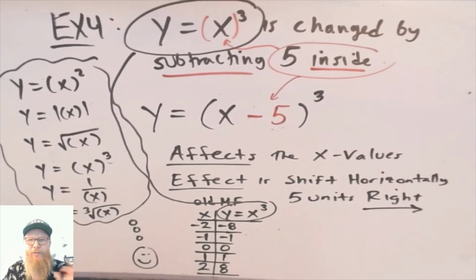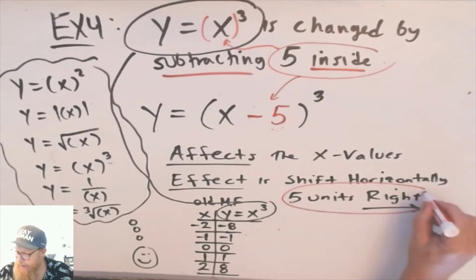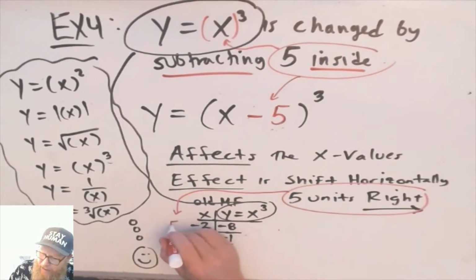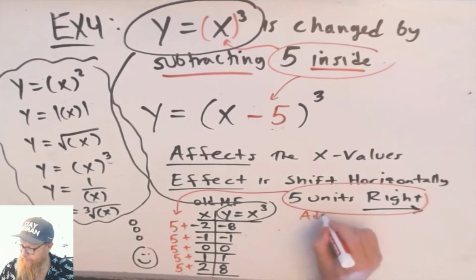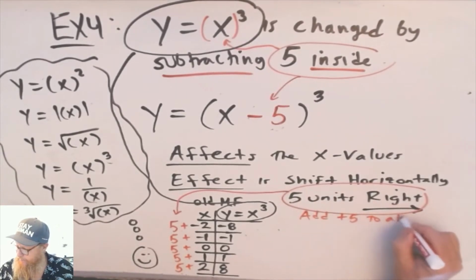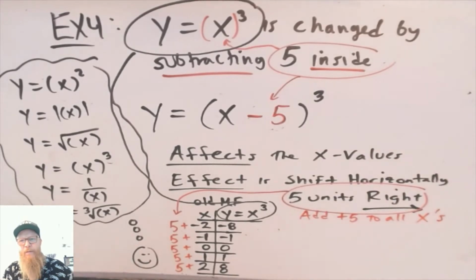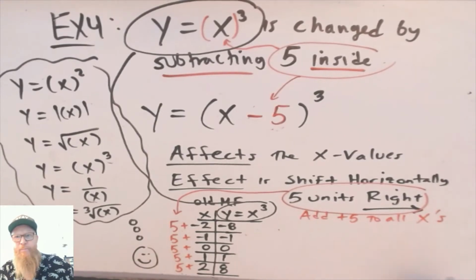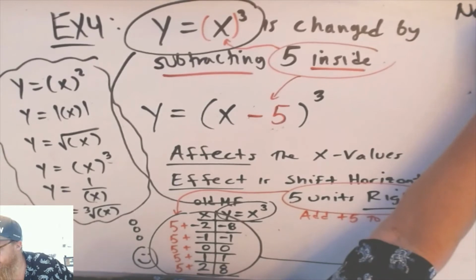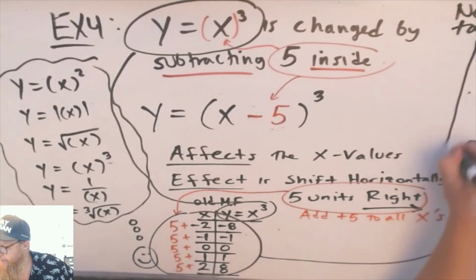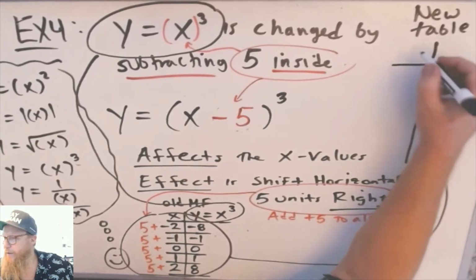All right, now here's the weird part. 5 units to the right, so we are going to add +5 because we're going to the right. All right, add +5 to all the x's. All righty. I'm going to bring it up here so you get a nice new table. Can you guys see that? Oh, there you go. X and Y.